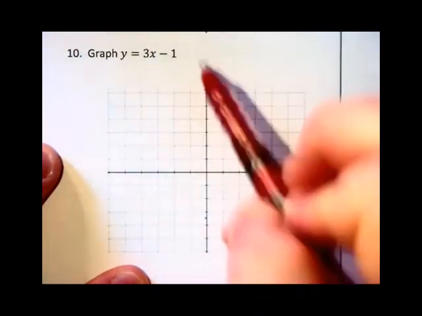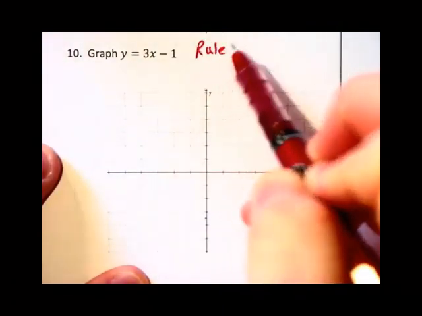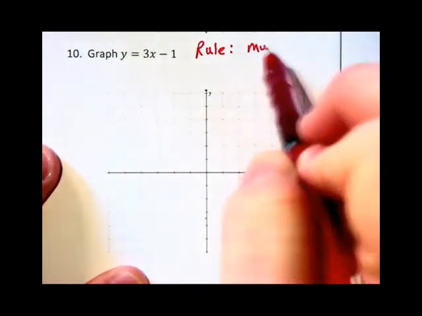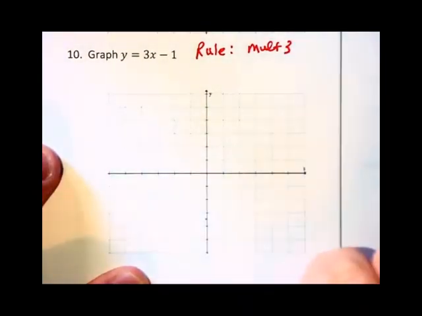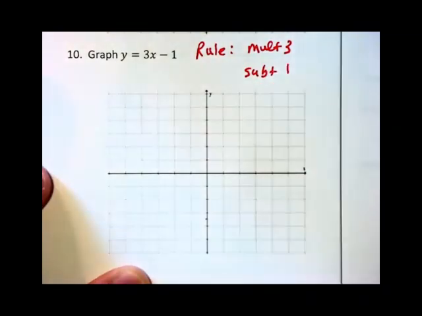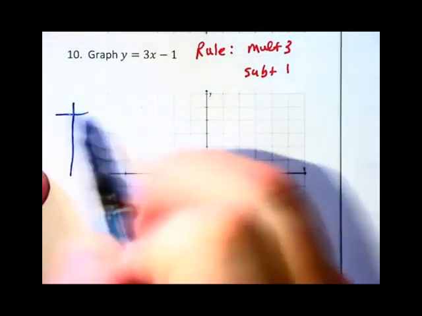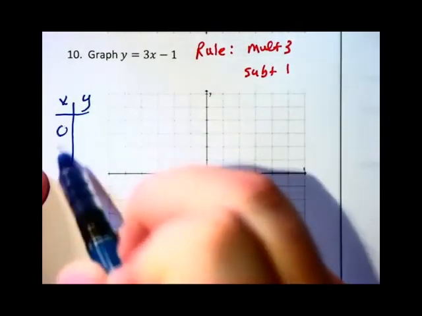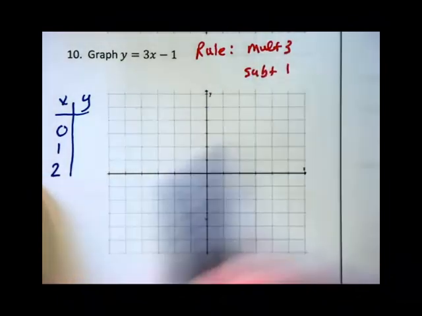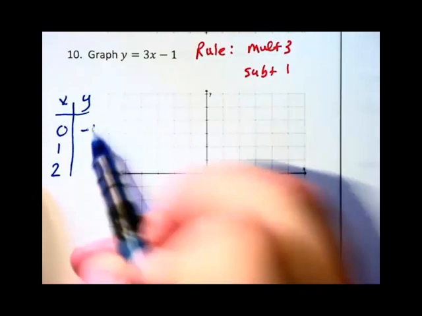and so I'm going to go with my rule approach. My rule to do something to x is multiply it first by 3, and then after we've done that, subtract 1. And I don't have any fractions, so I want to go with the standard input values of 0, 1, and 2. Multiplying 0 by 3, we get 0. Subtracting 1, we get negative 1.